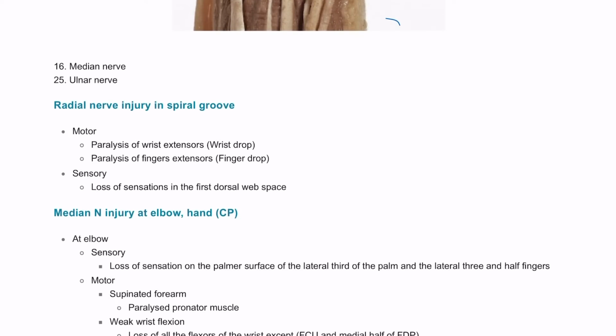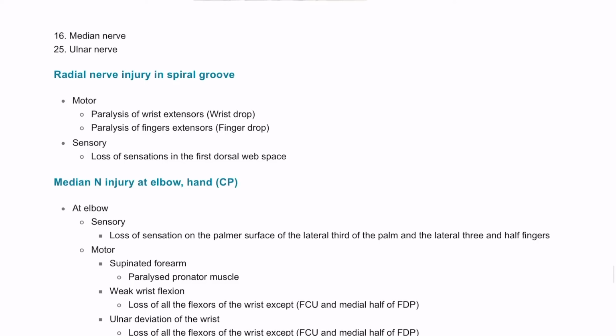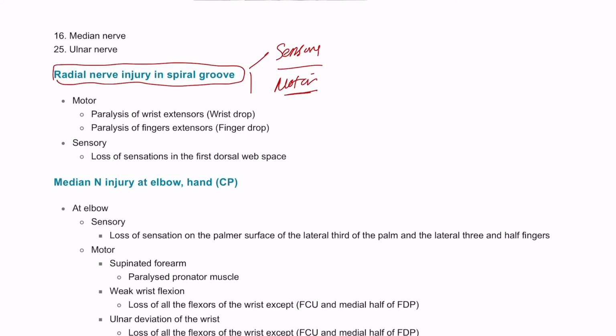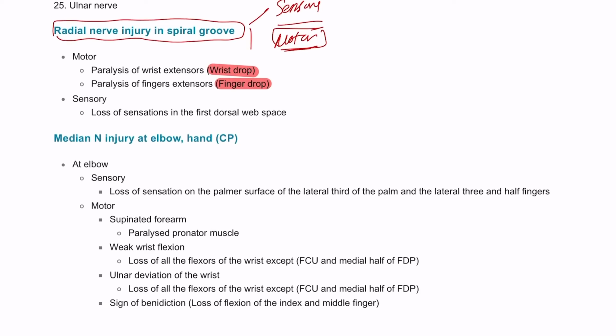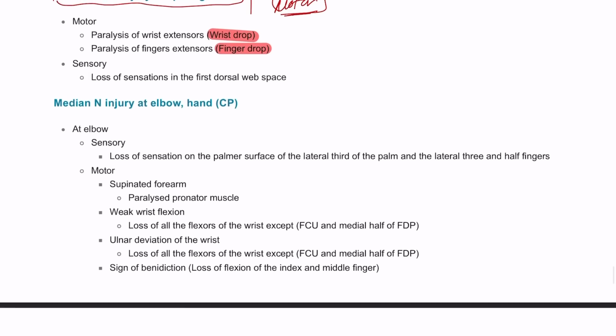Okay, so talking about some injuries, we're going to talk about radial nerve injury, median nerve injury and ulnar nerve injury as well. Starting with the radial nerve at the spiral groove. We mentioned that for every one, we're going to cover the sensory effect and also the motor effect. In terms of motor, it supplies all the extensors of the elbow and also all the extensors of the wrist and the fingers as well. So it will lead to something called wrist drop and finger drop due to paralysis of all the extensors. And sensation, we explained earlier, so there is loss of sensation in the first web space, on the dorsal surface.